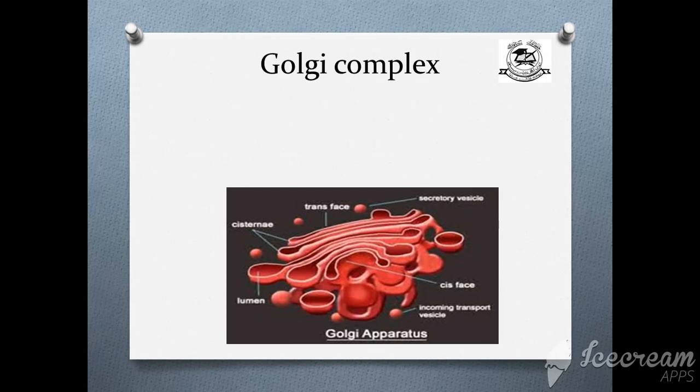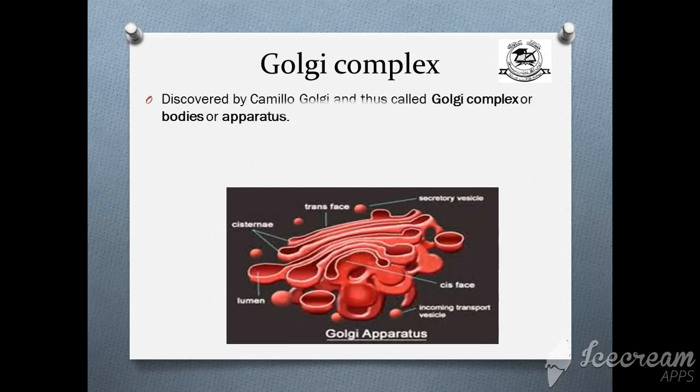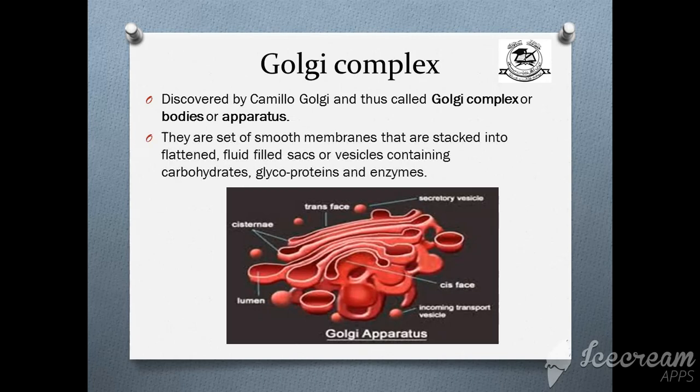Alright, next is the Golgi complex. They were discovered by Camillo Golgi and thus are called Golgi complex, Golgi bodies or Golgi apparatus, on the name of the scientist who discovered them. They are a set of smooth membranes. How can you define them? They are a set of smooth membranes stacked into flattened fluid-filled sacs or vesicles containing carbohydrates, glycoproteins and enzymes. What three things are present in these membranes? Basically they are made up of membranes. Carbohydrates, glycoproteins and enzymes.